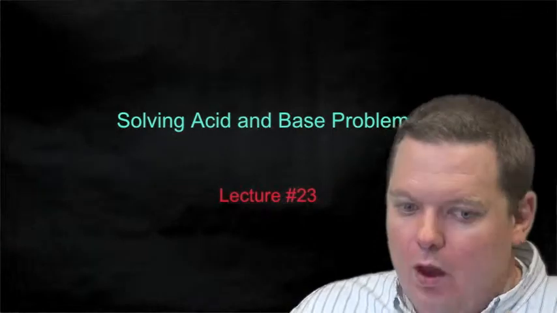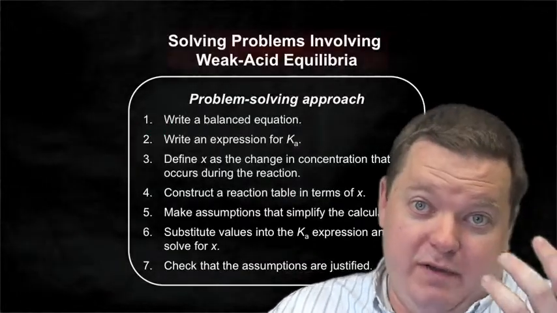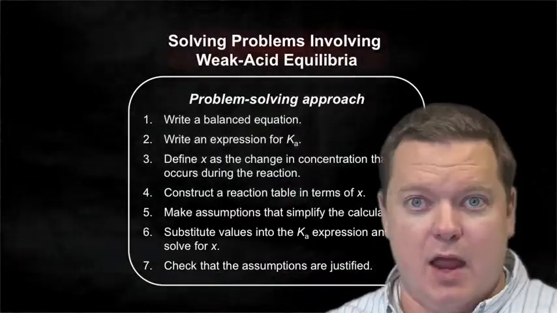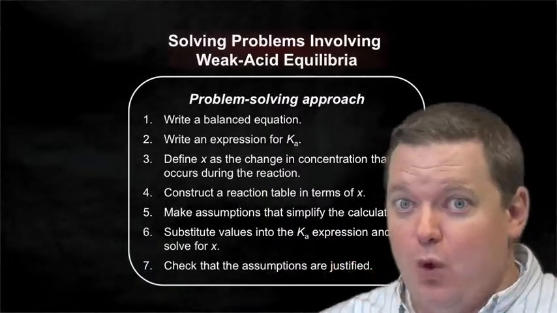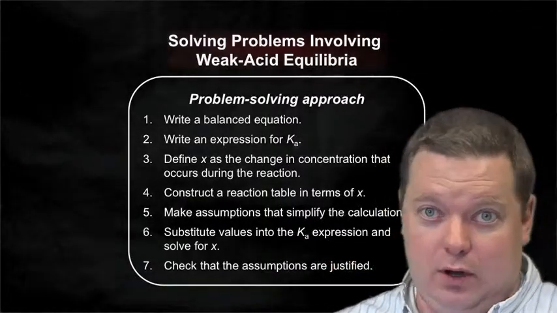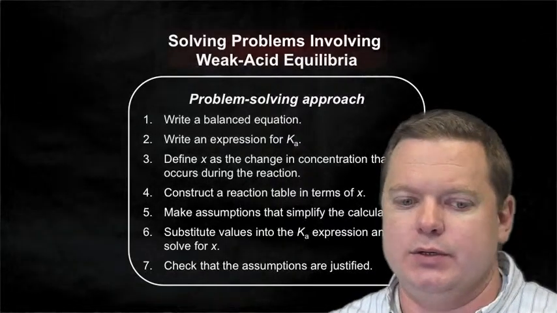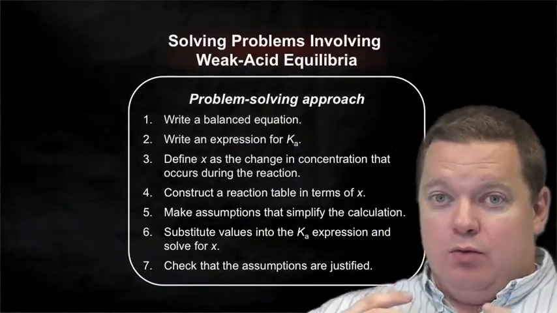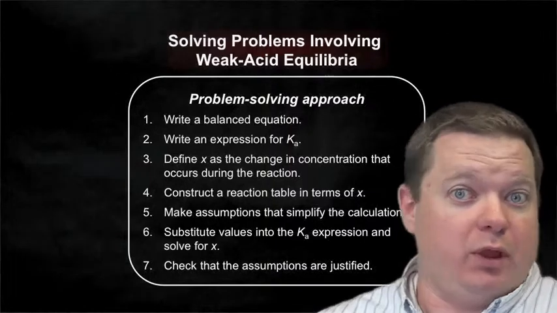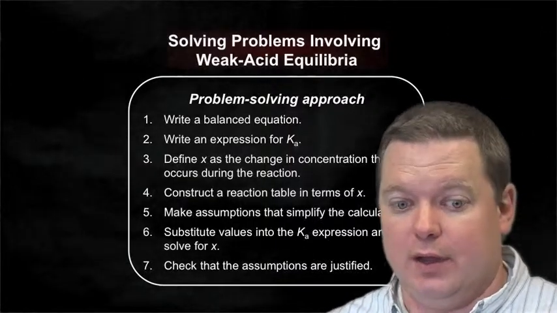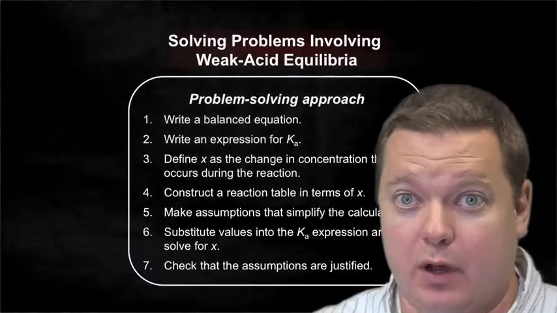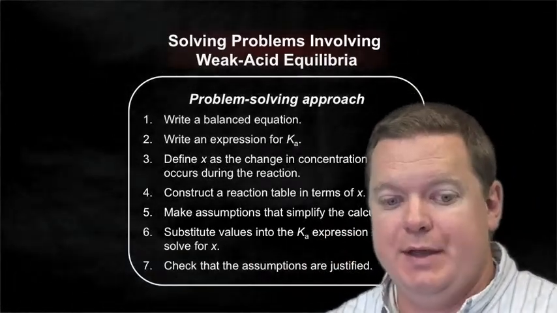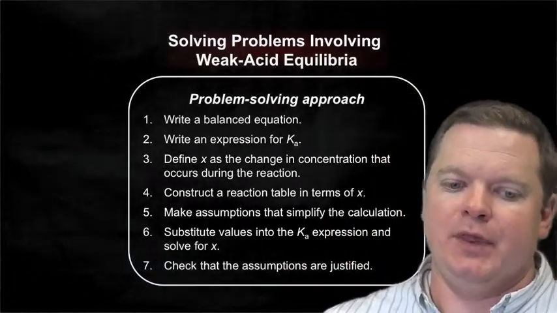So our problem-solving approach is going to be very similar, in fact, the same as when we calculated equilibrium concentrations. We're going to write a balanced chemical equation, or equilibrium equation. Write the expression for our equilibrium constant. If it's an acid, we call it Ka. If it's a base, we call it Kb. If it's just an equilibrium, we call it Kc. The same process, same expression is going to exist.